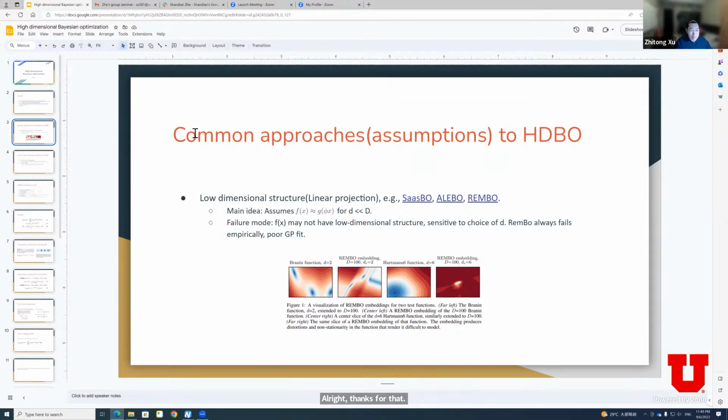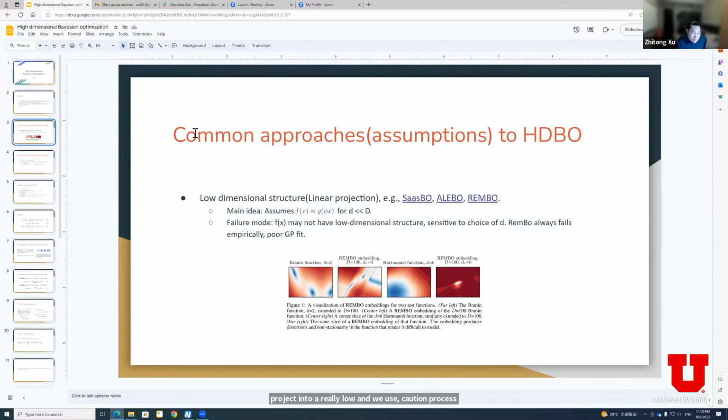So RANBO stands for random embedding for Bayesian optimization, and ALIBO is built on RANBO, and SASBO is a different class. It uses a sparsity-inducing prior on the landscape. The main idea for the high dimensional input space is that we want to have a linear projection, phi, to project into a really low dimensional subspace, and we use the Gaussian process to approximate that.